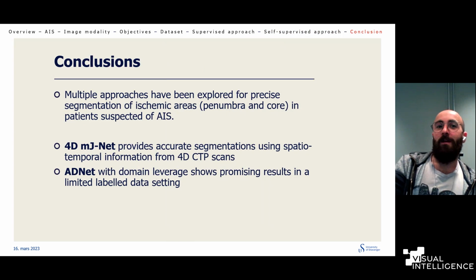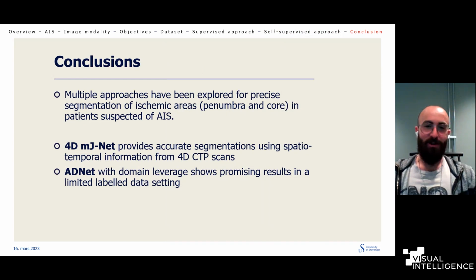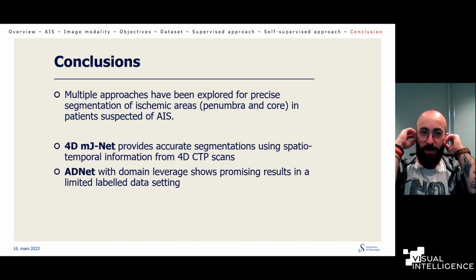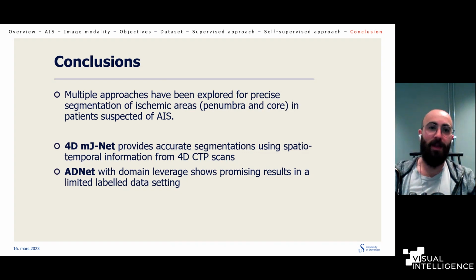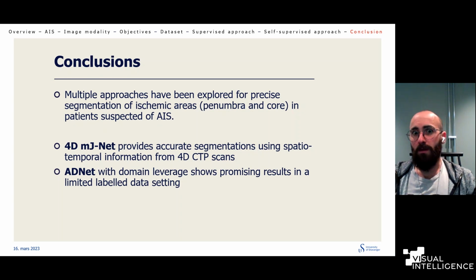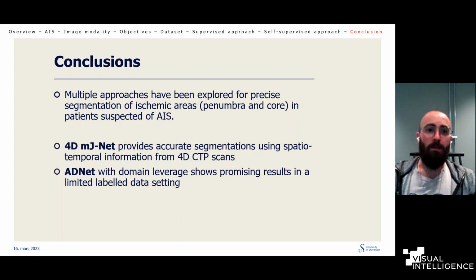In conclusion, sorry for my long talk, but in conclusion, we have explored multiple approaches for precise segmentation of ischemic area, both core and penumbra, and this hypoperfused region altogether in patients suspected of acute ischemic stroke. And we saw that 4D MJNet can provide accurate segmentation by exploiting the entire spatial temporal information from the CT scan. And we also saw that ADNet with domain knowledge leverage shows promising results in a limited labeled data setting.